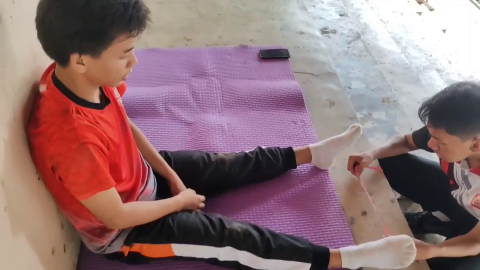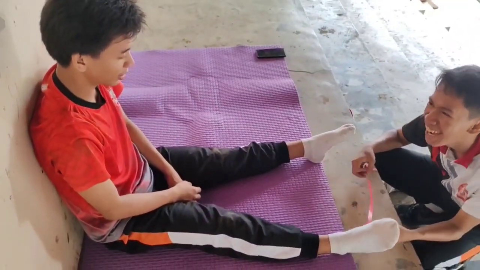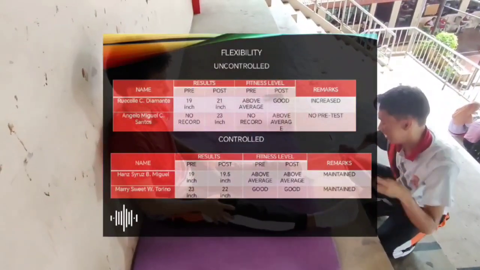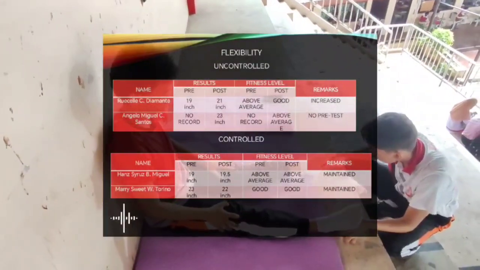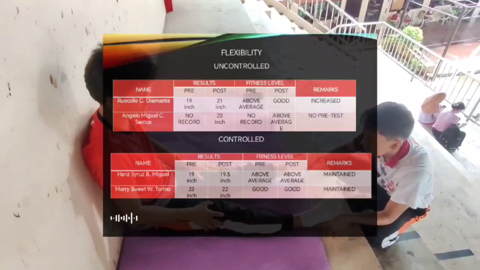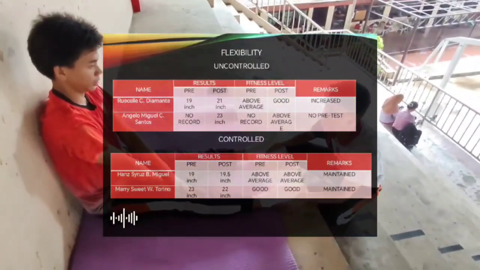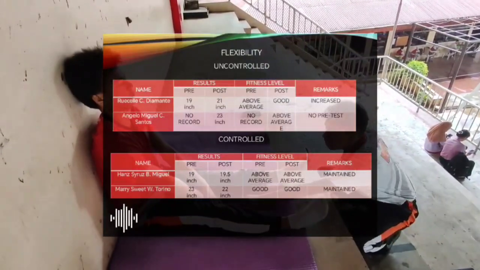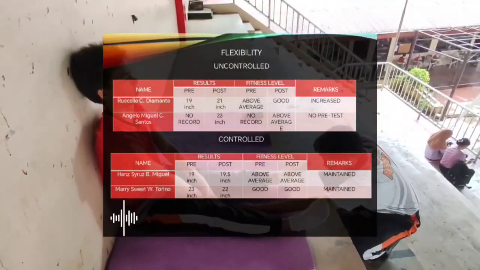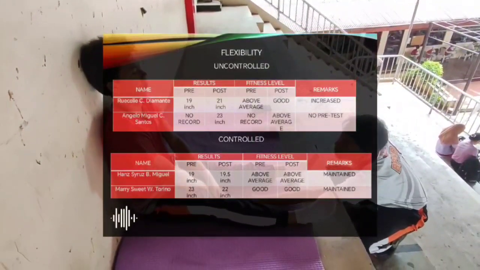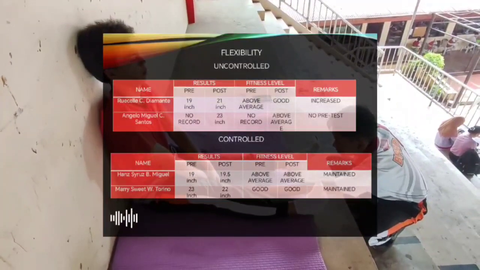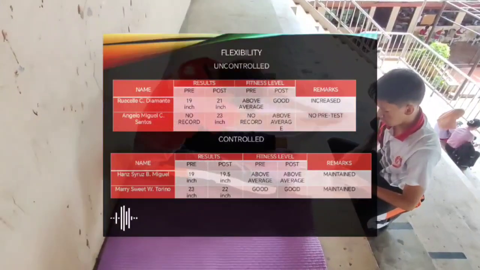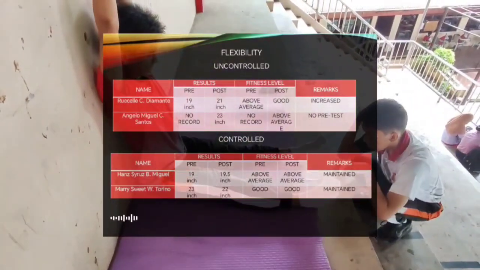For us to gather the data for our flexibility test, we did a sit and reach. We will be first discussing the uncontrolled group. For Rizal Diamante, in his pre-test result, he scored about 19 inches in his sit and reach test, and his fitness level is above average. In his post-test result, he scored about 21 inches and his fitness level is good. For his remarks, it has increased. As for why his remark has increased, it is because he is doing stretches every day.